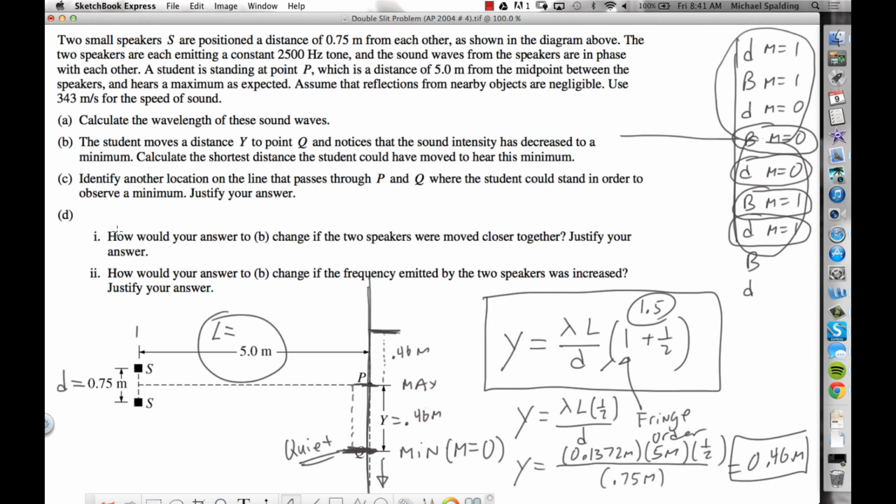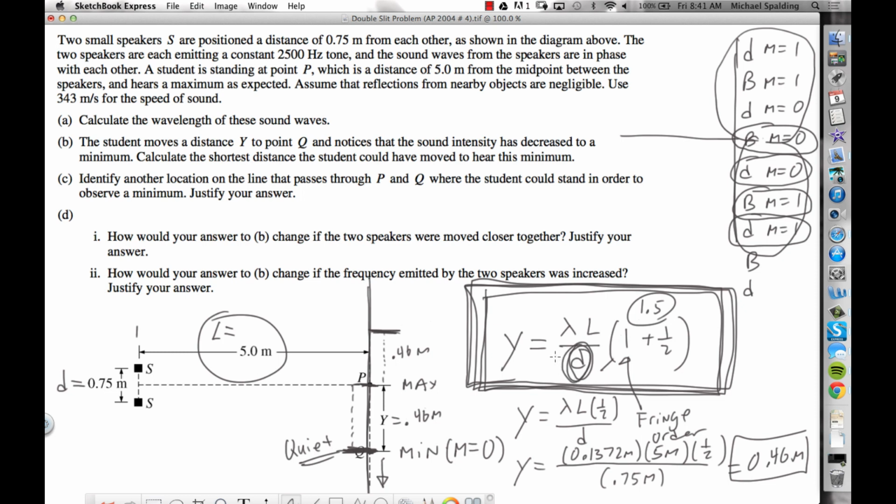D. How would your answer to part B change if the two speakers were moved closer together? Oh my gosh, it doesn't get easier than this. All you got to do is look at this equation right here. So what variable are they messing with in this equation? D.